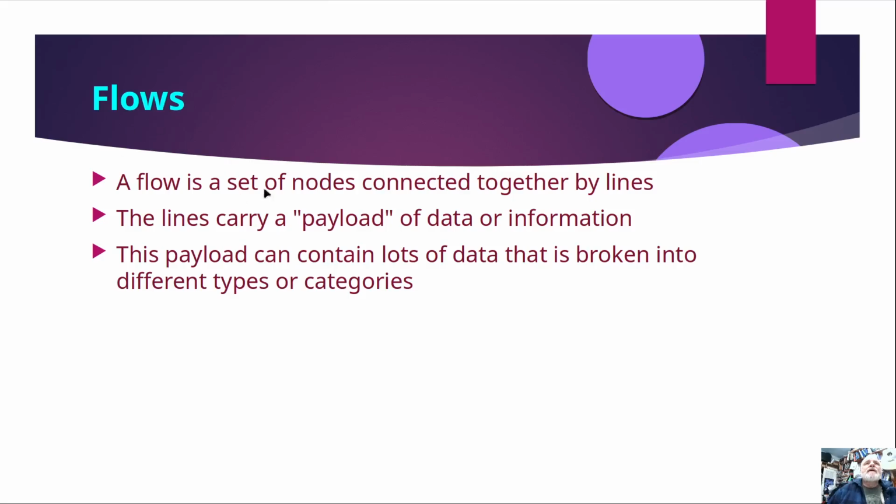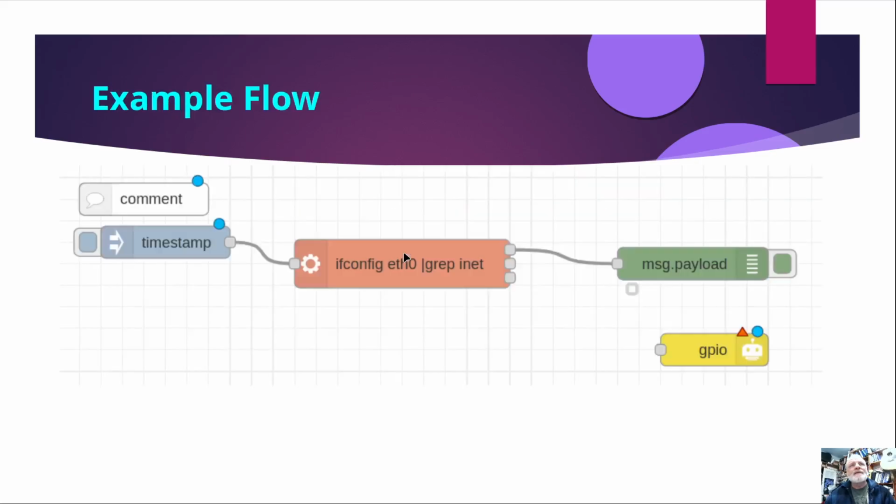So the program is basically called a flow. What you do is you pull in nodes, and then you connect the nodes together. So you have an input node that brings data in and passes it through a line, and it flows into the next node. So that's kind of where the term flow comes from. These lines carry a payload of information, and that payload can be categorized and can contain many different bits of information, as we'll see.